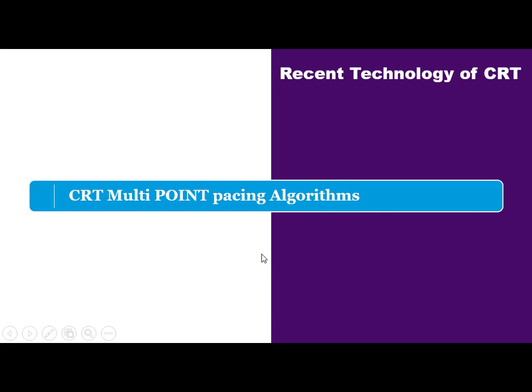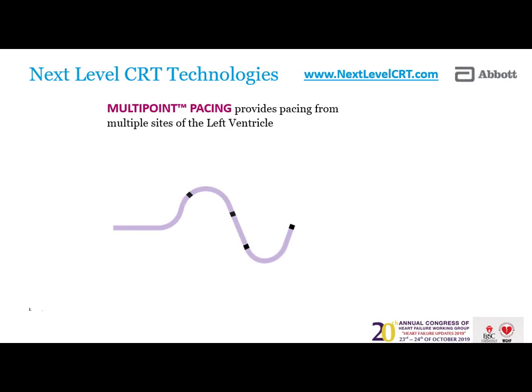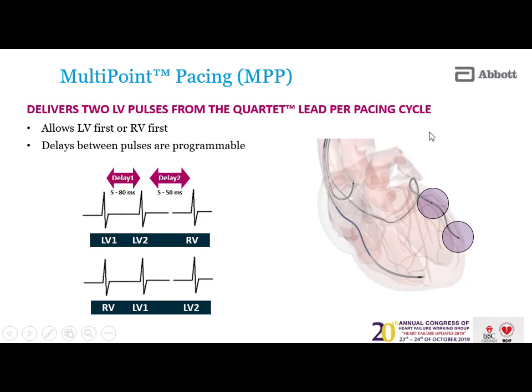Okay, then comes the question: why not pace more than one site in the left ventricle? And here comes multi-point pacing. If I have four poles, why not pace from these poles and these poles in order to capture more myocardium? We are lucky to have this technology here in our machines, but when I tried it in my clinic, immediately the longevity of the battery was halved, because you are draining the battery to two sides.